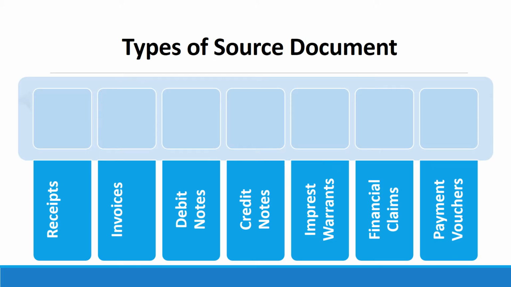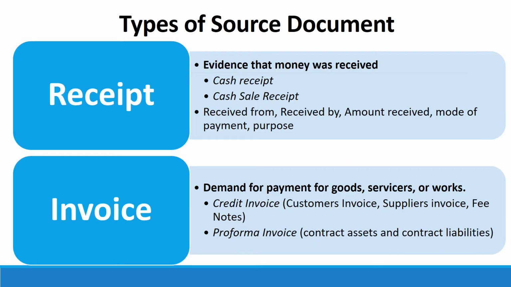There are various types of source documents that are used by entities to support their accounting transactions. The designs and formats of source documents vary from one entity to the other. Such source documents include but are not limited to receipts, invoices, debit notes, credit notes, imprest warrants, financial claims, and payment vouchers. A receipt is an evidence that money was received.